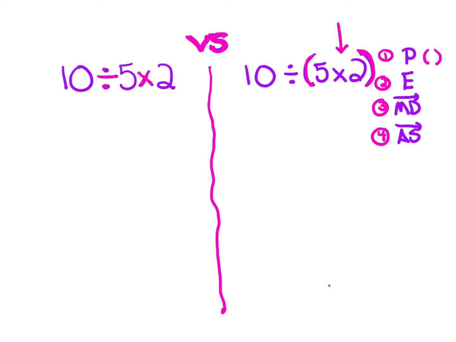Pick up your calculator and let's punch in our first problem. 10 divided by 5 times 2 and hit equals. You should have gotten the answer 4. But in the second problem, we're going to add a set of parentheses, grouping 5 times 2 together.